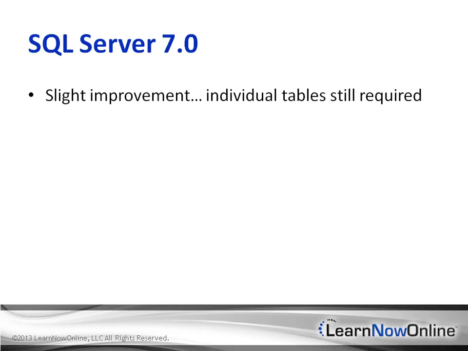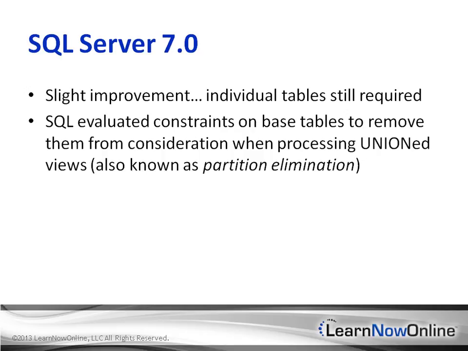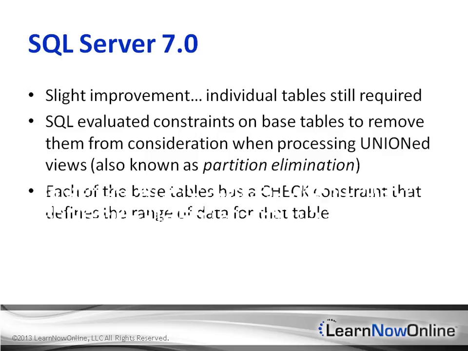Things progressed a little bit in SQL 7. There were some slight improvements made. We still needed individual tables, but SQL actually evaluated constraints on base tables to remove them from consideration when processing. This is known as partition elimination. Each of the base tables had a check constraint put in place, and that defined the range of data that was suitable for that table. SQL Server takes into account those constraints and eliminates partitions not required for a particular query.